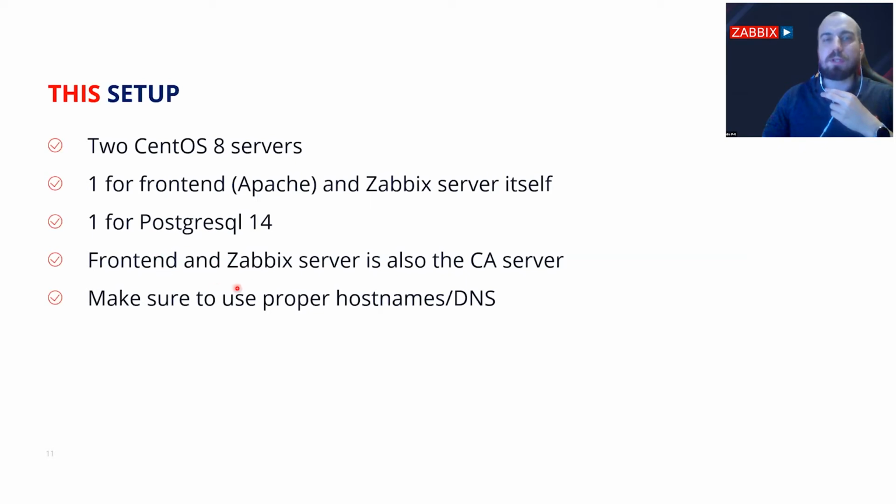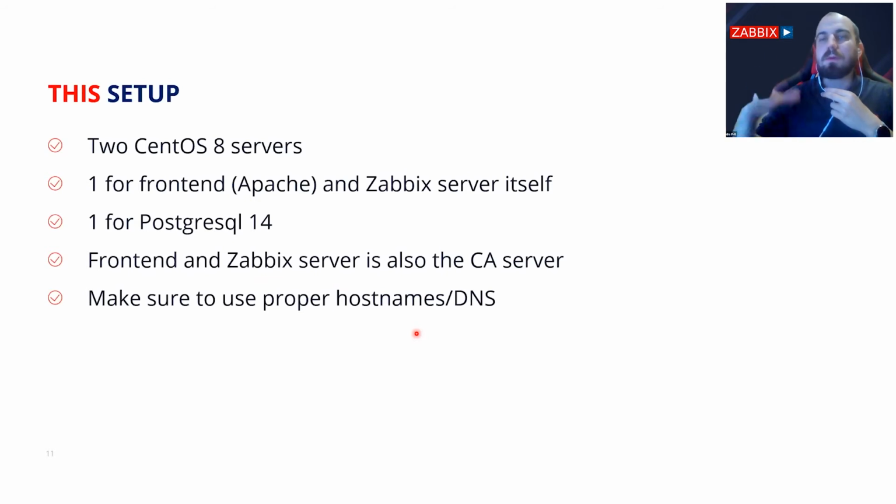In my case, the frontend and the Zabbix server are also the CA server or certificate authorities, since I will be using self-signed certificates, but it's up to you who to choose as a CA. You can even make a third machine if you would like to. And what's really important, make sure to use proper host names or DNS when you will be configuring your Zabbix server and generating the certificates themselves. Since, as you remember, we will need to provide those in the Zabbix server configuration.